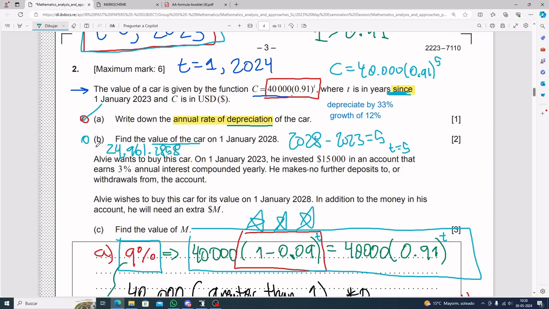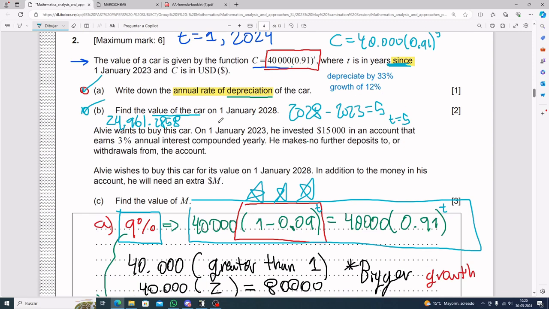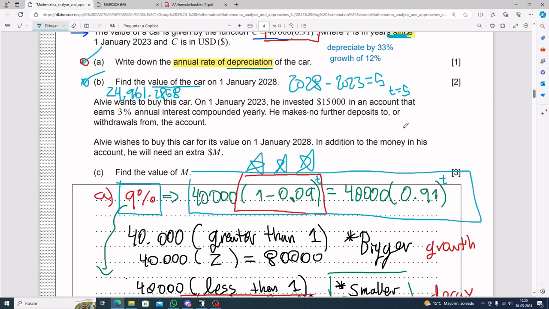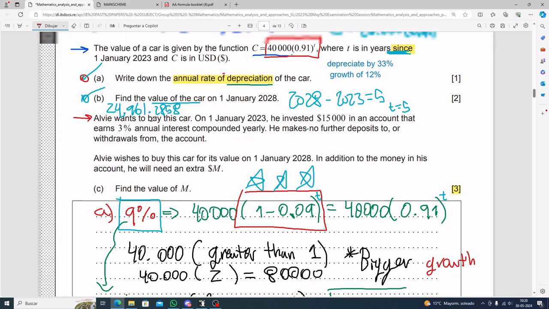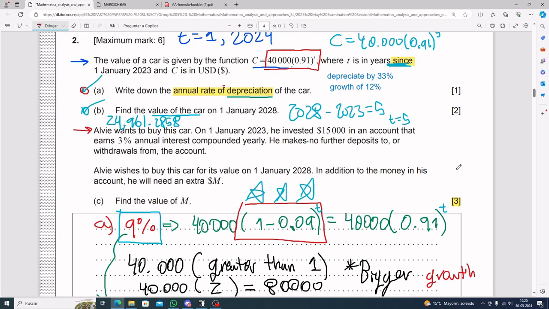0.2858. And so that is for part B. And last but not least, and this is the more intense part of the problem because, hey, look at that, it's worth 3 points. Now we have our good old friend Alvi. And so Alvi, for some reason, wants to buy this car that showed up on a math problem.